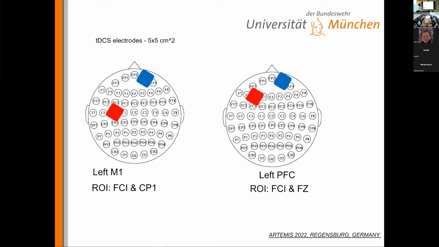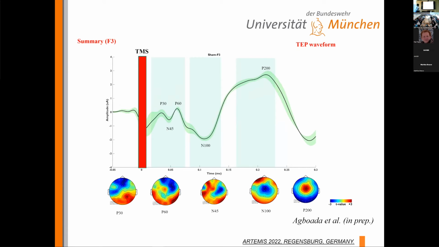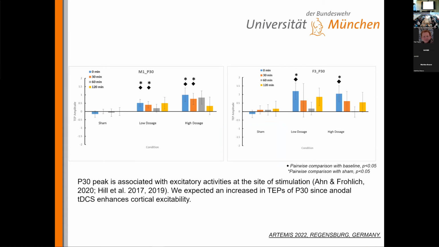And that is the montage, and these are the ROIs for the motor cortex and the prefrontal cortex. So we have 20 participants and a little bit of data, which is still very preliminary so far. We have been able to recover a few peaks: an early peak of P30, a good N45, P60, N100, and then P200, and these are the topographies in the M1 as well as in the F3. These are what we have recovered. I'll present only the TEPs, and these are still quite preliminary, only the TEP peaks.